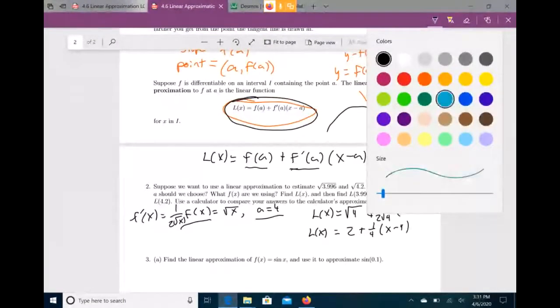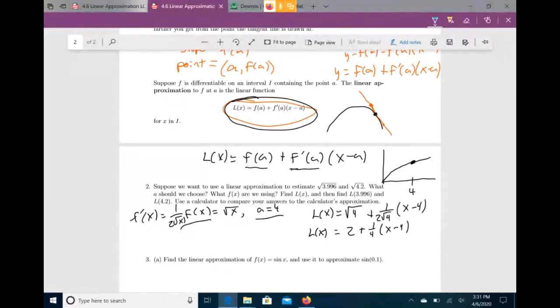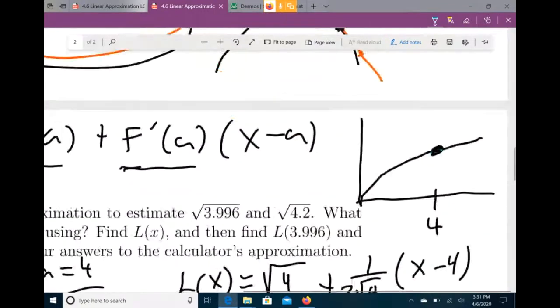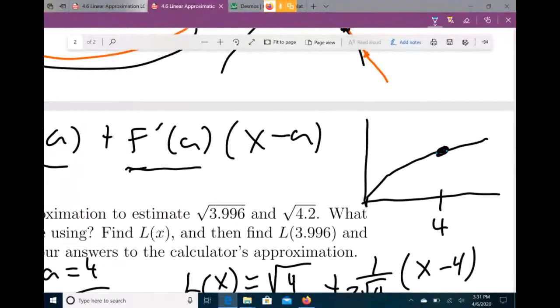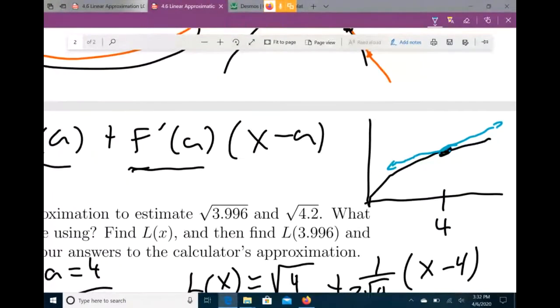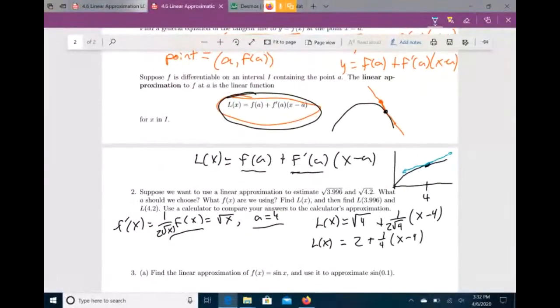This is just a straight line which is tangent to this curve. Let me see if I can zoom in and draw a little better. Probably not. So pretend this is a straight line. The teal or blue line that I just drew is this approximation.